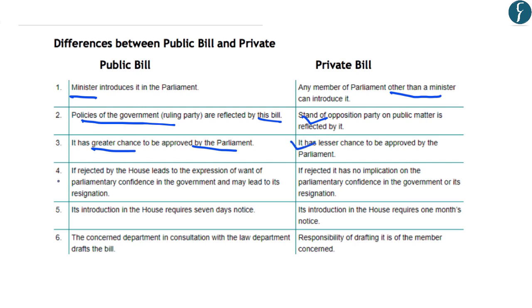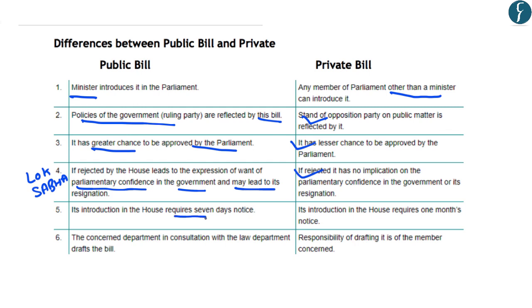Further, the fourth and one of the most important differences is that if a public bill is rejected by the House, it leads to the expression of want of parliamentary confidence in the government. And this may lead to the resignation of the current government. And this only happens when the public bill is defeated in the Lok Sabha. However, if a private bill is rejected in Lok Sabha or Rajya Sabha, it does not have any implication on the government.